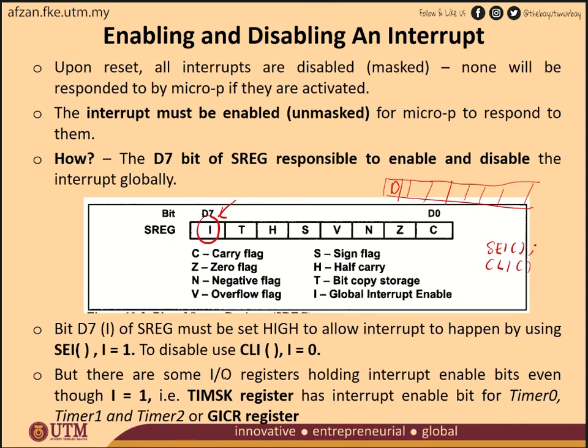And there are some IO registers holding interrupt enable bits, even though I equals 1. So the second location where you initialize or enable your interrupt is either at your TIMSK, which is used for timer interrupts, or GICR. GICR needs to be enabled if you're going to use the external hardware interrupts, which are INT0, INT1 and INT2. So let's look at the timer interrupt first.